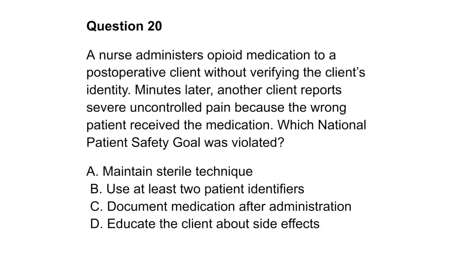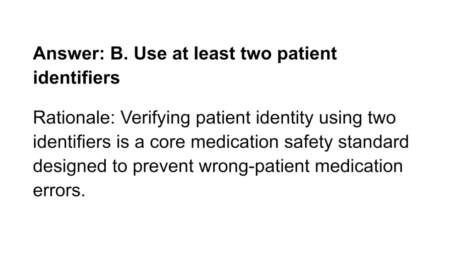A. Maintain sterile technique. B. Use at least 2 patient identifiers. C. Document medication after administration. D. Educate the client about side effects. Answer: B. Use at least 2 patient identifiers. Rationale: verifying patient identity using 2 identifiers is a core medication safety standard designed to prevent wrong patient medication errors.